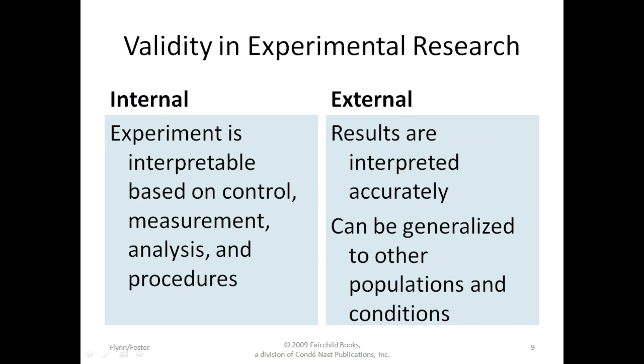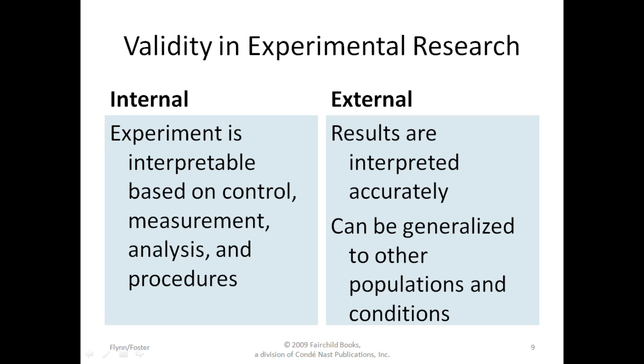Also, in your study, you want to have reliability and validity, which refers to the truth or the accuracy of the research and how honest your results are. And there are two types of validity. First is internal validity, and this is when your experiment is interpretable based on control, measurement, analysis, and procedures. And the instrument measures what it is designed to measure, and you can understand data and draw conclusions. Also, to have internal validity, you need to have your methodology controlled by controlling the procedure of how the measurement is given.